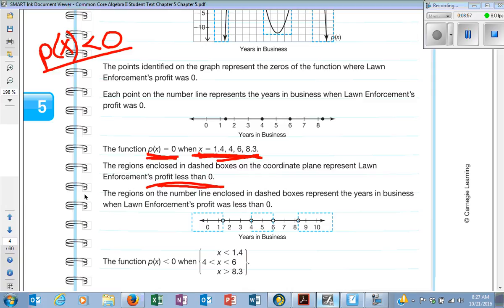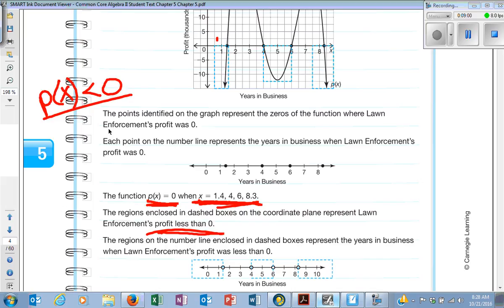Well, what do I know about this line right here? What is that line right there? What equals 0? That is where y equals 0. All lines that go horizontal are y equals. So y equals 0 right there. Are you with me? And if y equals 0, they're asking me to find the spots where it's less than 0. So wouldn't that be this region right here, and this region right here, and this region right there? Are you with me? So how can I describe that in terms of x?